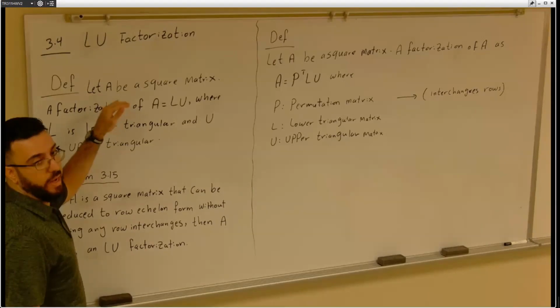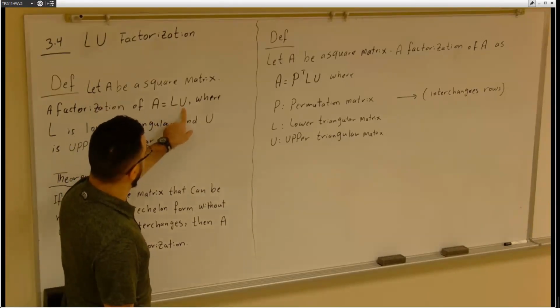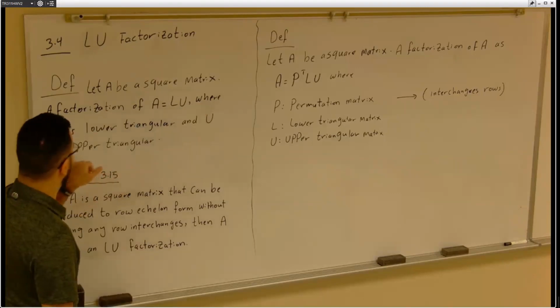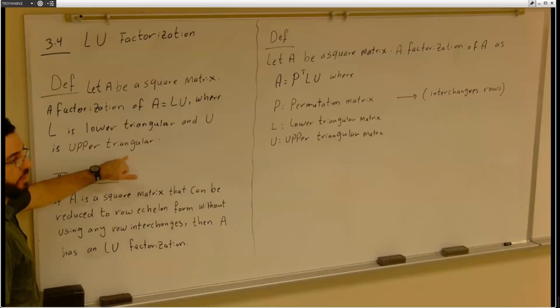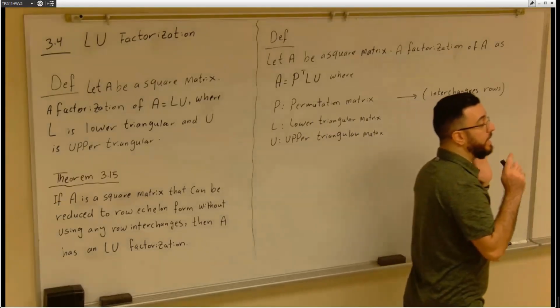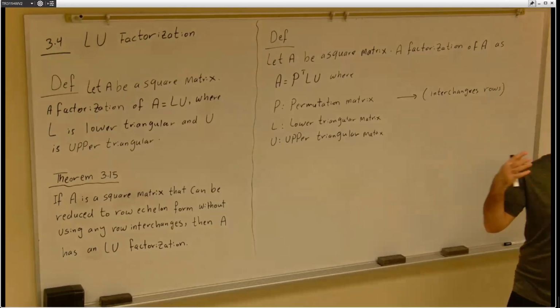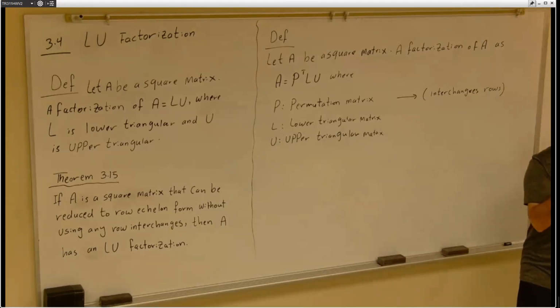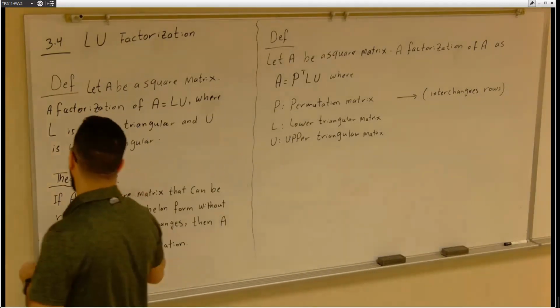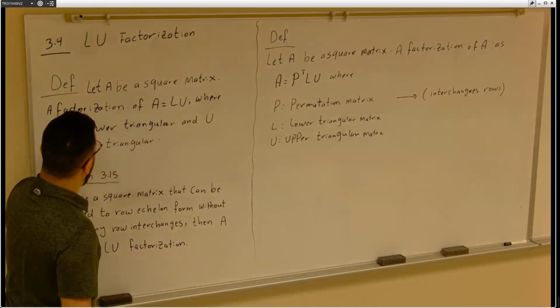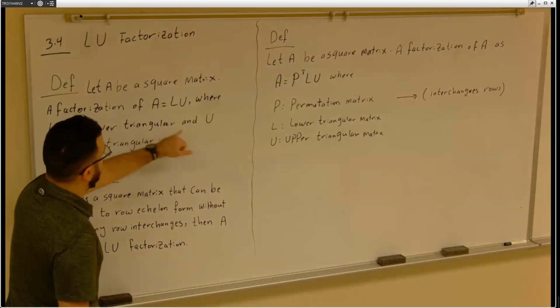A factorization of A, which is LU, where L is a lower triangle matrix and U is an upper triangle matrix. That means any square matrix A, we can factor into two matrices: one lower triangle matrix and the other an upper triangle matrix. When I multiply these two matrices, it's going to be the matrix A. We're going to see the steps when we do the example, how we find the lower triangle matrix, which is L, and how we find the upper triangle matrix.